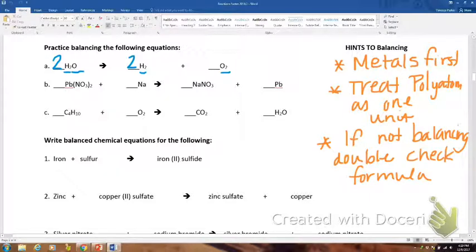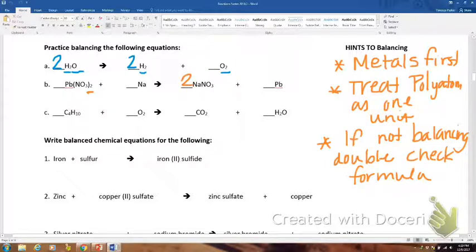Okay? So then I'm going to do the next one, and I see lead nitrate plus sodium is going to yield sodium nitrate plus lead. So we're going to do our metals first, and I see that I have one lead on each side, so it's good. And then I'm going to do my nitrates, which are polyatomics, and remember what I said, treat them as one unit. So I have 2 right here, so I'm going to add a 2 in front here.